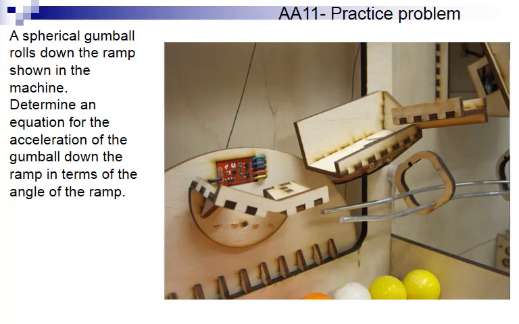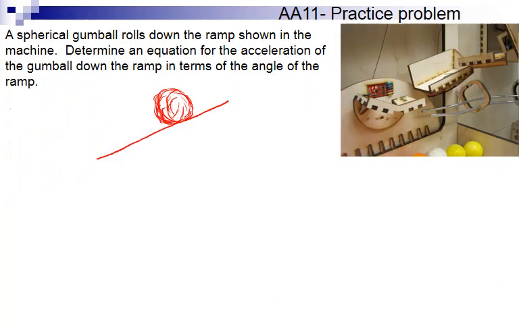All right, in this one, we have a gumball that's rolling down a ramp as seen in this picture here, and we want to determine the equation for acceleration of the gumball down the ramp in terms of the angle of the ramp. So if we consider this gumball that's rolling down the ramp, we can go ahead and draw that portion of it there. And we can draw our forces on that.